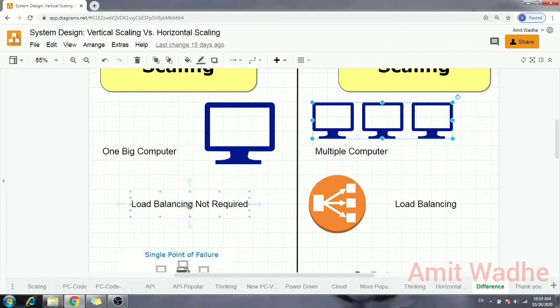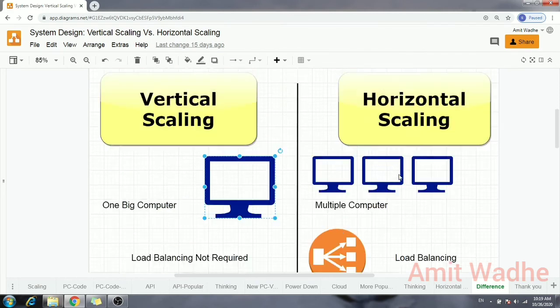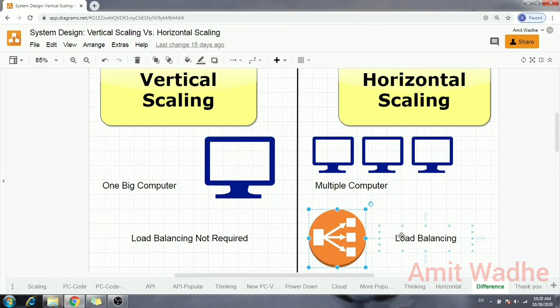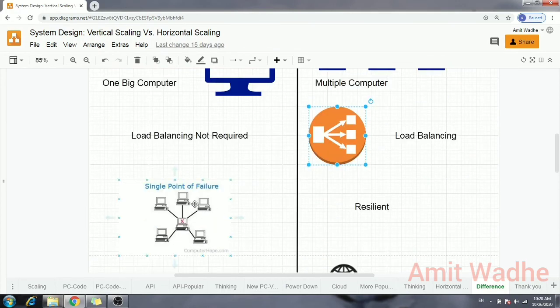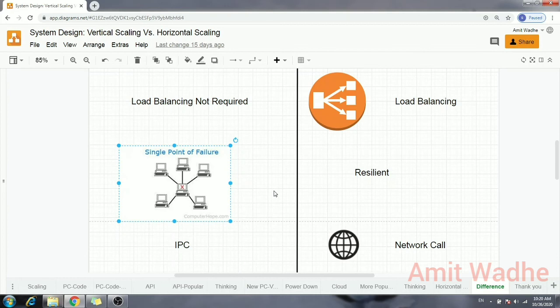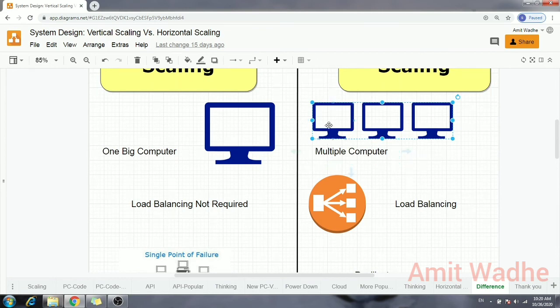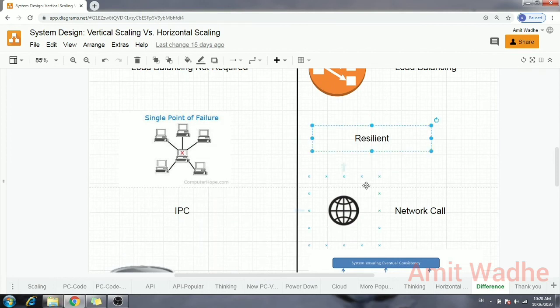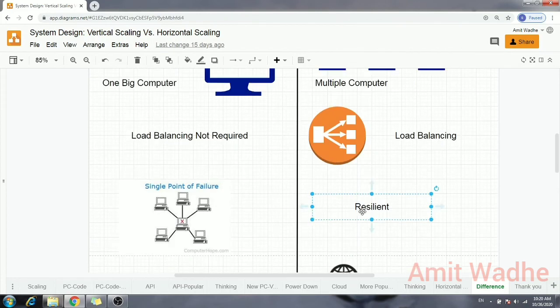Now in vertical scaling the load balancing is not required, as there is only one computer serving the requests. But in horizontal scaling there are multiple computers serving the client requests, so you need some kind of load balancer to handle the load. Now in vertical scaling there is a single point of failure. If your single PC goes down, your whole application goes down. But in horizontal scaling, even if one computer goes down, there are other computers which can still serve the requests. So horizontal scaling is resilient.